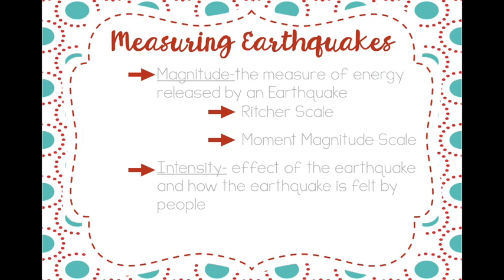Measuring earthquakes, there's two ways we measure an earthquake. It's by their magnitude, which is the measure of the energy released by an earthquake. They use the Richter scale or the moment magnitude scale to measure an earthquake's magnitude. And finally, intensity is the effect of the earthquake and how the earthquake is felt by the people. That's another way we choose to measure.